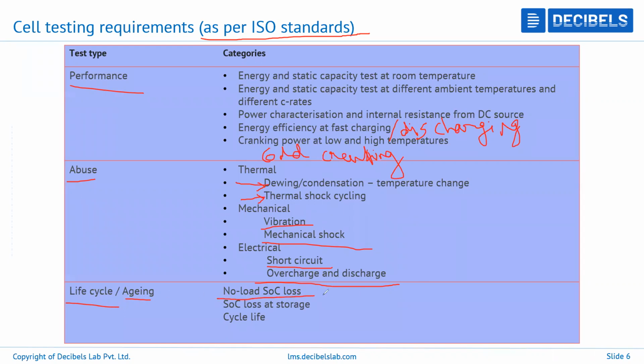Life cycle usually comes first and foremost by isolating the cell in open circuit voltage condition, or by putting the battery pack in a situation where it is not connected to any load, isolating it for a long period of time, say for example 12 months to over 1 year, 1.5 years, and then seeing how much of the capacity has been lost. Okay, and SOC loss at storage. So SOC loss at storage means not only just storage in ambient conditions, but in different temperatures.